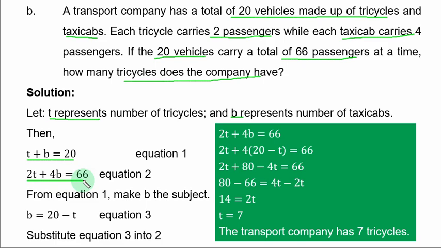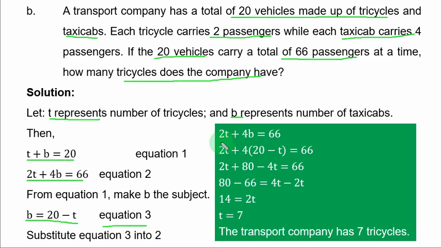We are interested in only T, the number of tricycles. So I want to solve by the method of substitution. For you to get T, you need to express B in terms of T so that B will be eliminated. So from equation 1, you make B the subject, so B = 20 - T. You call that equation 3. Now this is the rule: equation 1 produces equation 3. For you to continue, you have to put equation 3 into equation 2.